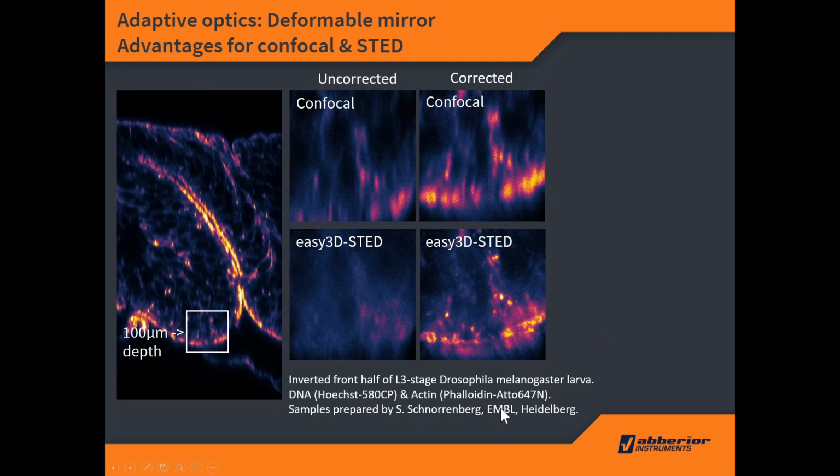And this effect is even stronger for Easy 3D STED, where we see barely anything in the uncorrected image, and with Easy 3D STED and the deformable mirror, we can see a lot of fluorescence, and we also have an increased resolution, seeing, for example, this circle here, where it's just some smear in the confocal image. Again, we're looking at an XZ or vertical slice here. I would like to thank Mr. Schnorrenberg from the EMBO in Heidelberg for this sample.